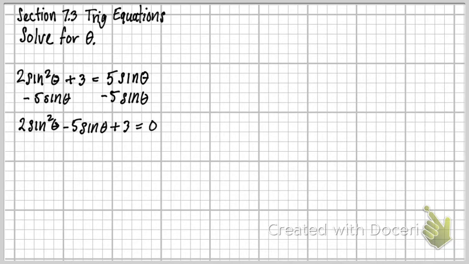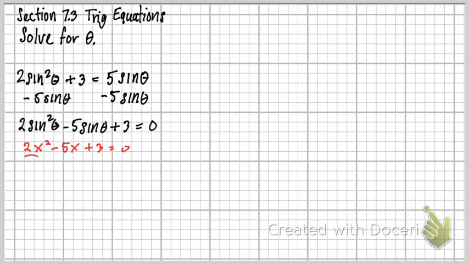So now that I have it in this form, I can actually do my factoring. Now notice what I did here. I put the squared term first, the single term next, and then the number on the end. This is just a general format when I have different powers. They call that descending powers. So now the way I look at this problem is, I look at this as 2x squared minus 5x plus 3 equals 0.